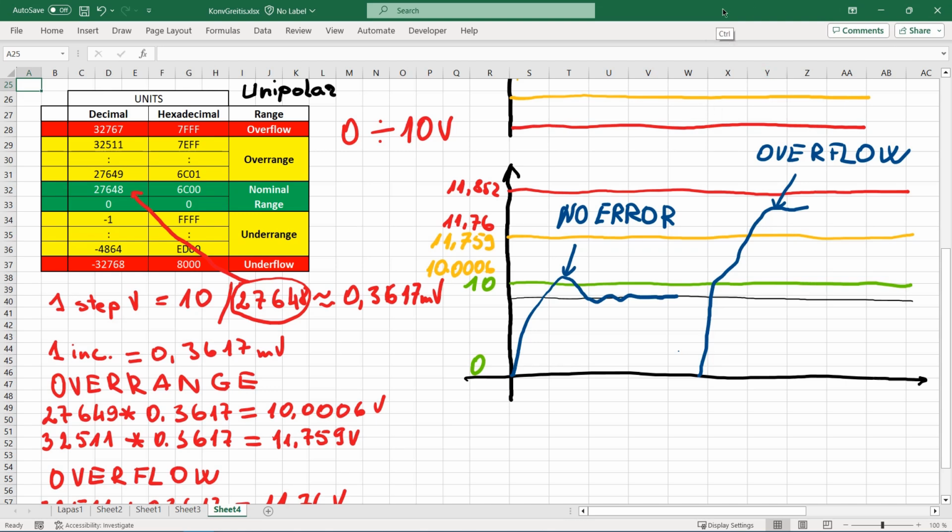That was a brief explanation on the ranges of analog value, used in the SIMATIC Step 7.